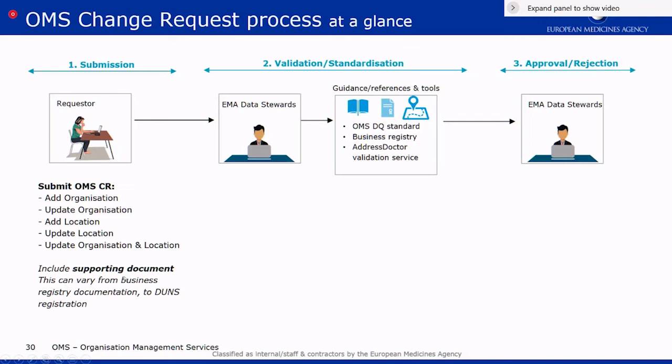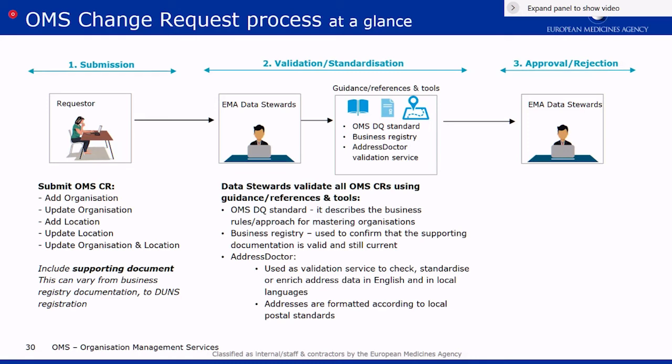Always never forgetting one of the requirements: to provide the supporting documentation, crucial to our next step, our validation process, so that we can attest the veracity and verify that that organization actually exists as a legal entity, and to test the veracity of the relationship between the organization and the location that we're trying to create. After the validation, not to forget the second step, very important, the standardization process, where we use our OMS data quality standards to make sure we have a standardized list of organization and location details. The last but not least, the approval or rejection step, so the outcome of the change request.